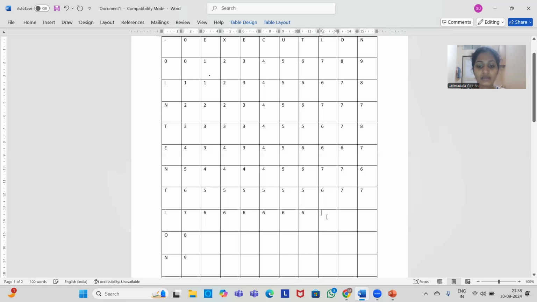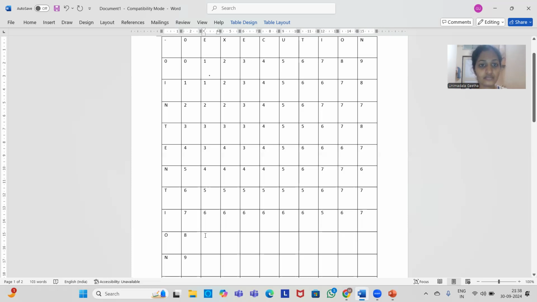I and I are the same letters, so we have to perform a deletion operation. So the diagonal number will be written, 5. I and O, the number will be 6. I and N, the number will be 7.